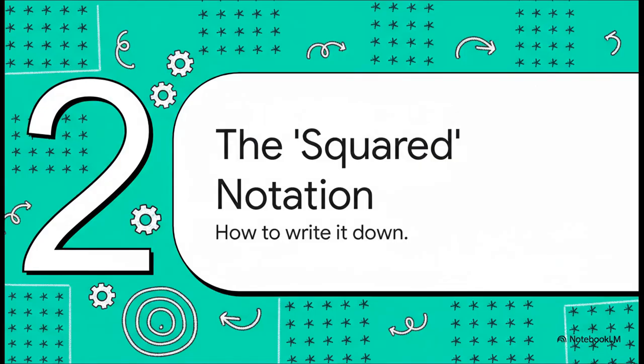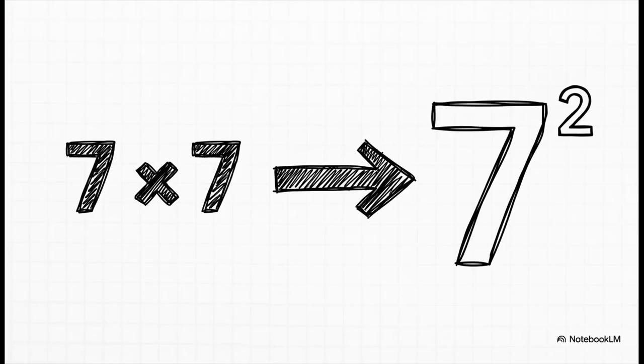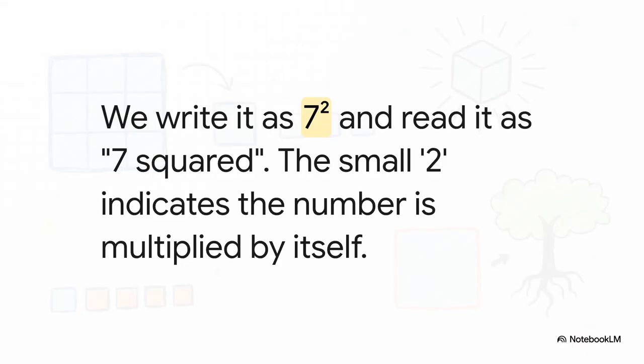Now, let's be honest. Writing out 7 times 7 or 15 times 15 all the time, it gets a little old. And mathematicians are all about finding a cleaner, faster way to do things. So instead of writing the whole thing out, there's a shortcut. It's called squared notation, or sometimes index notation. It just makes everything look way cleaner and lets you see what's going on instantly. So here's what it looks like. You write the number, that's your base, and then you pop a little 2 up and to the right. We read this out loud as 7 squared. And that name is perfect because it literally means 7 made into a square.